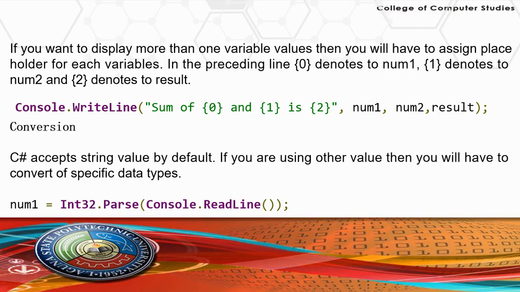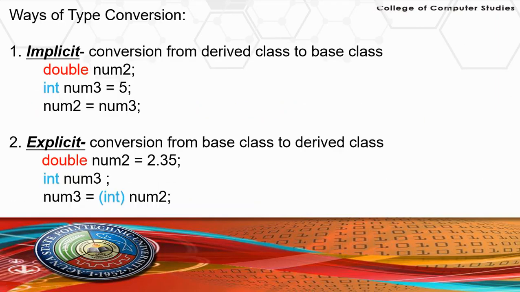So if you are using other values, then you will have to convert them into a specific data type. For instance, this one, num1. As we all know, num1 is of type int, right? So what I did was I used Int32.Parse to convert string to integer. Okay, actually there are several ways of type conversion.